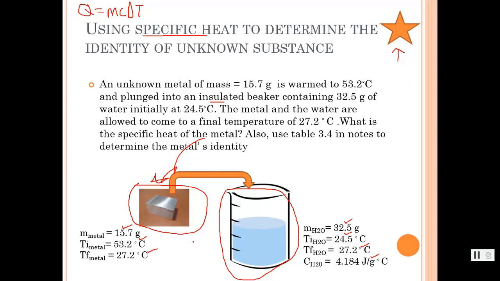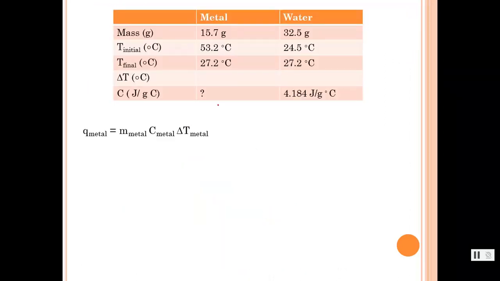So what I've done in this slide is map out the different variables I was given. I have organized it in terms of data given with regards to the metal and data with regards to the water. I think that's important to do because it helps you focus on your final goal in this problem, which is to find C, the specific heat, for the metal.